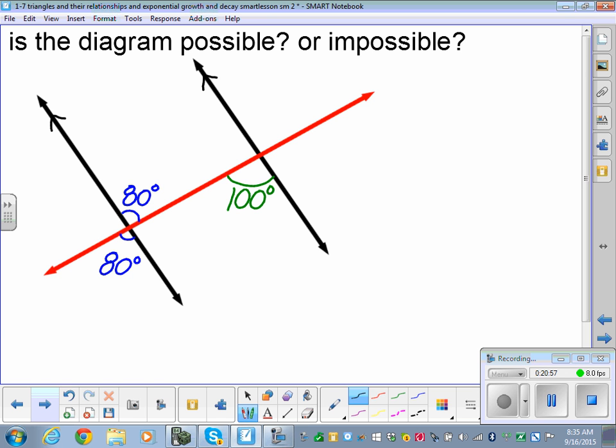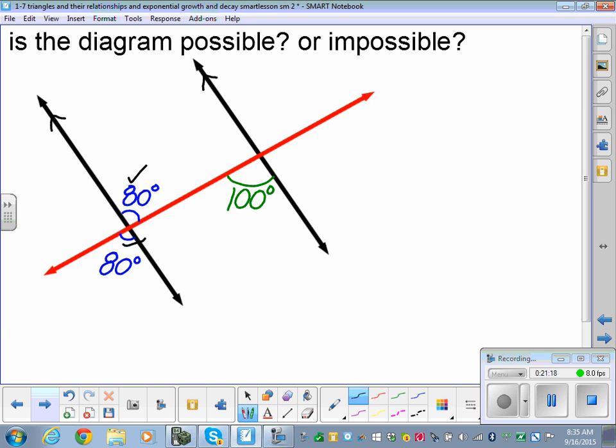80 and 80, do those two at least make sense? Yeah, they're vertical angles. These two make sense so far. Now they're saying that this is 100 degrees. Does that make sense with what we have? So why do you say no? Are they corresponding? No. They're what?